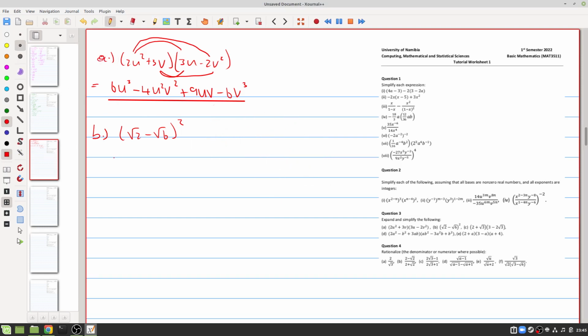Because what does square mean? Square means multiply by itself. So we've got this bracket, square root 2 minus square root 6, times square root 2 minus square root 6, because the whole bracket is being squared, not each individual part. Very important.